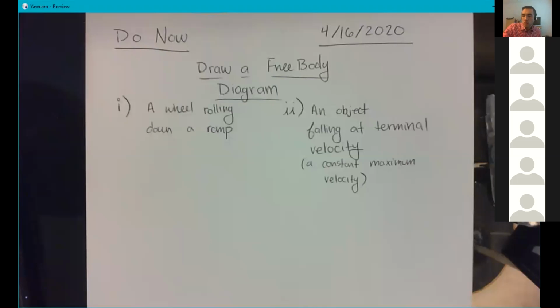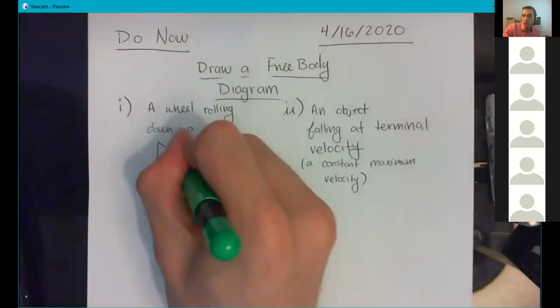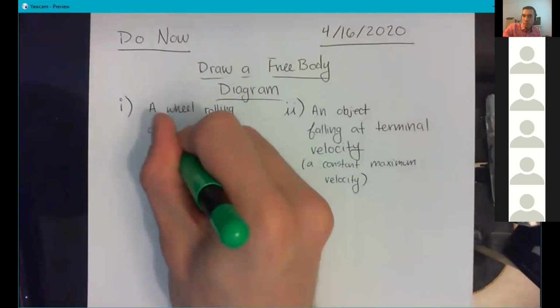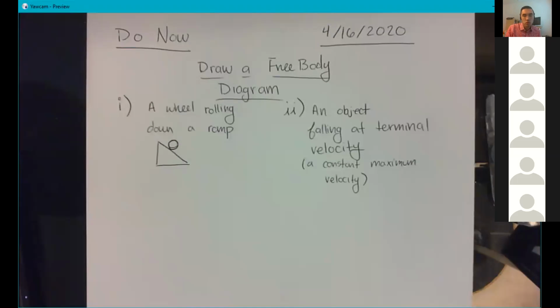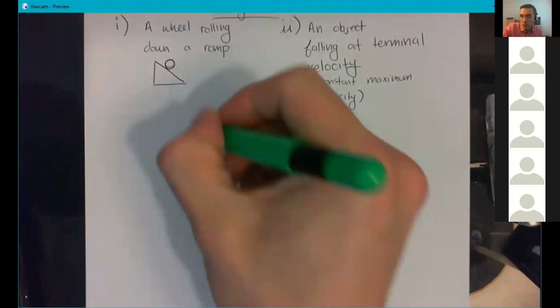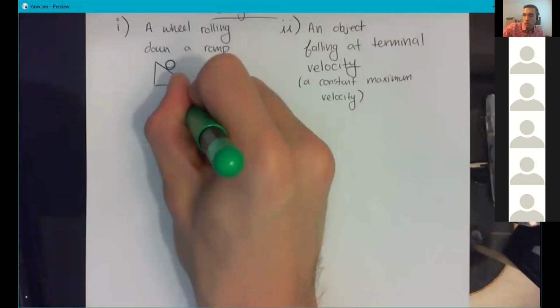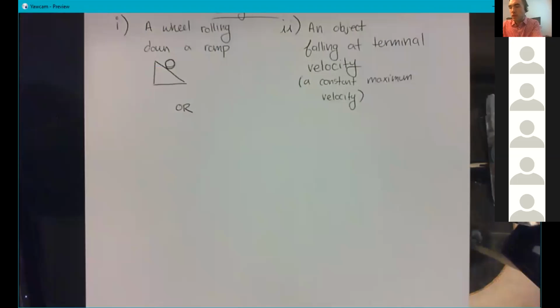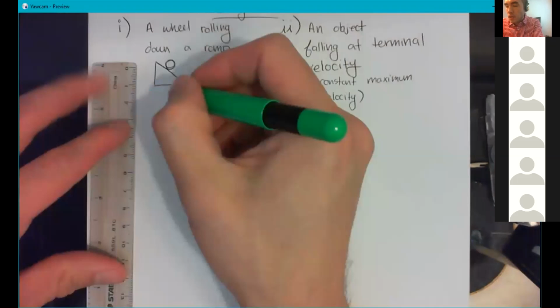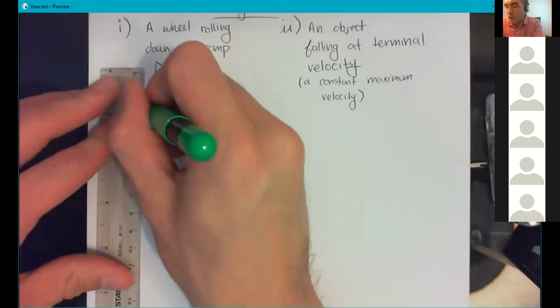Okay. So item number 1, I have a wheel rolling down a ramp. Picture looks like this, and I only put this here just to remind us of the physical situation. And I'm going to also put an "or" here because there are two slightly different free body diagrams that I can give that are both going to be valid here.